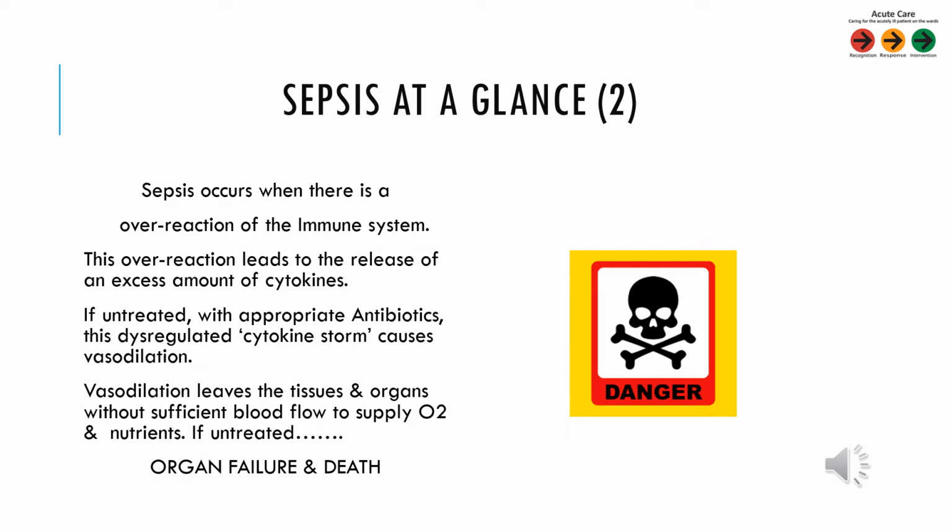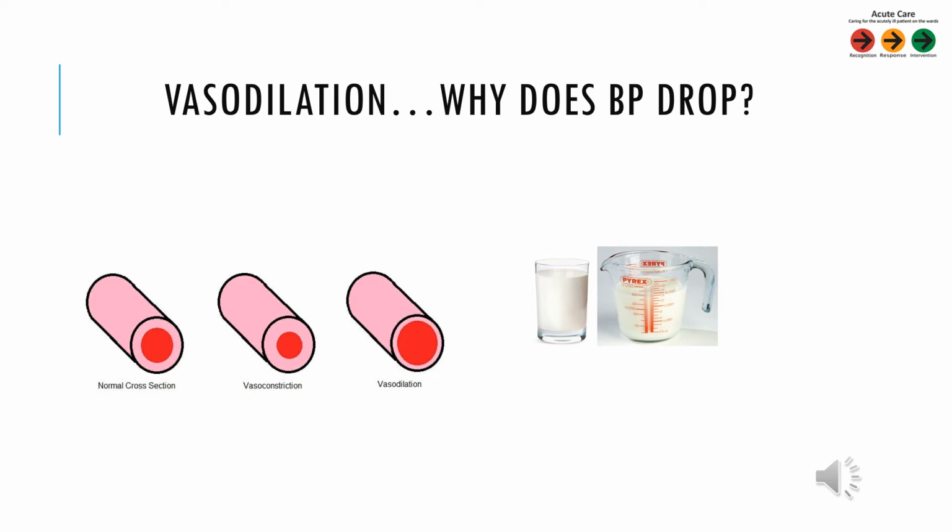Sepsis occurs when the immune system overreacts to an infection. It leads to the excess release of cytokines, and this causes a dysregulation of the immune system. The primary effect of this excess release of cytokines is that the vascular system becomes vasodilated. Therefore, there is insufficient volume of blood to fill the available space.